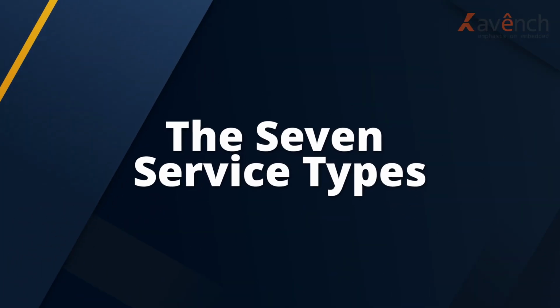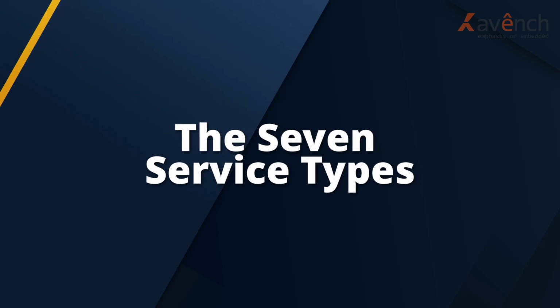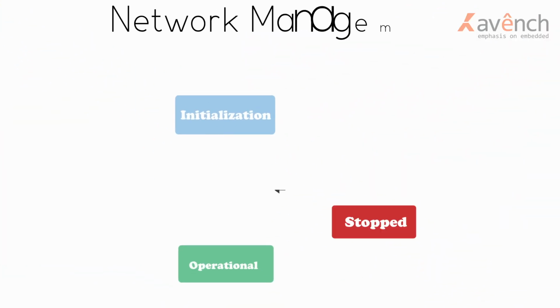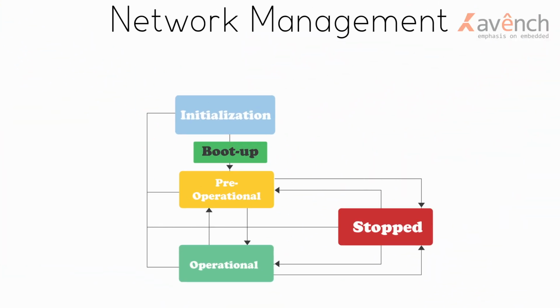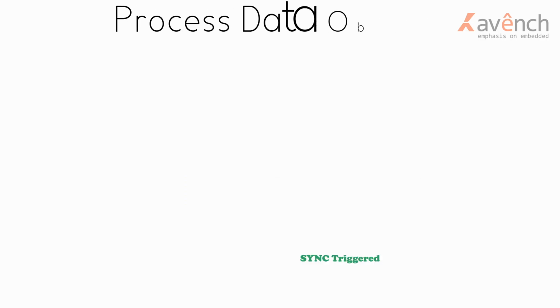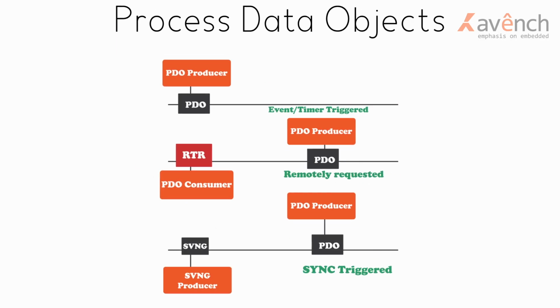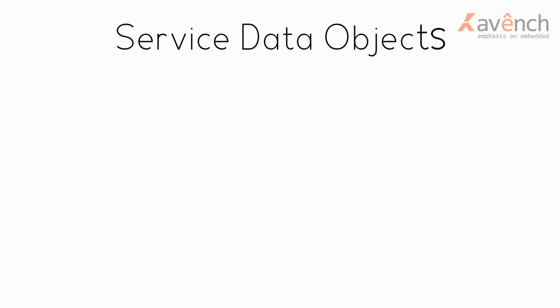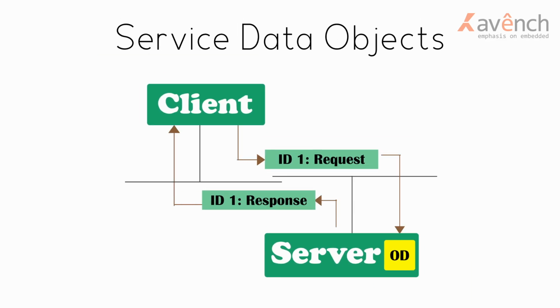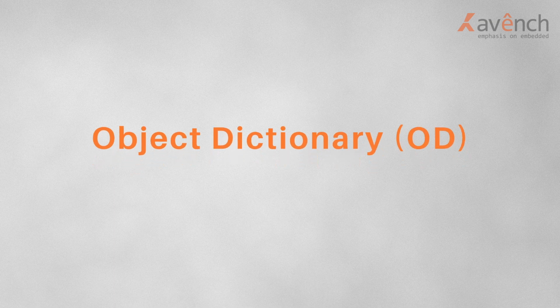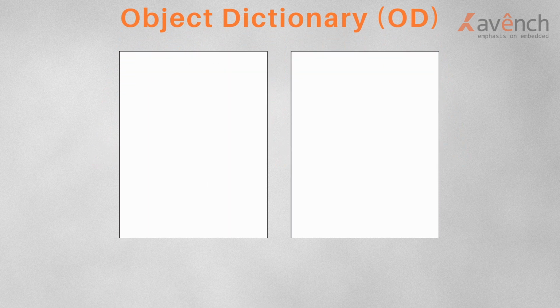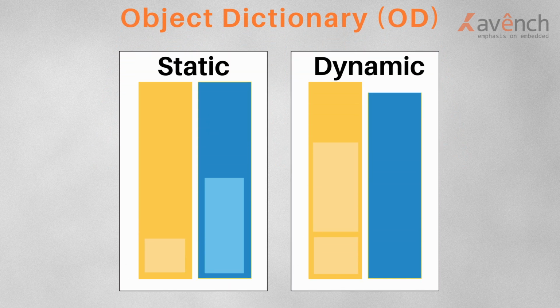There are also 7 service types used for controlling CANopen devices, including network management (NMT), process data objects (PDO), and service data objects (SDO). The object dictionary (OD) contains the parameters defining a CANopen node's behavior and is accessed via SDOs.